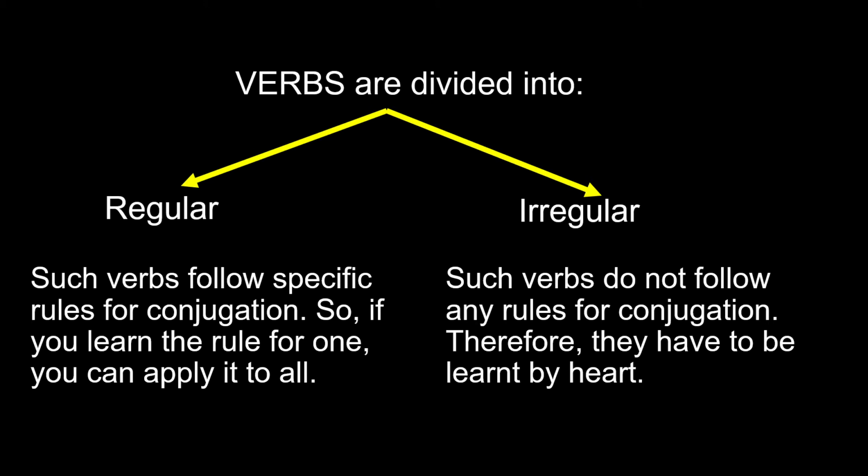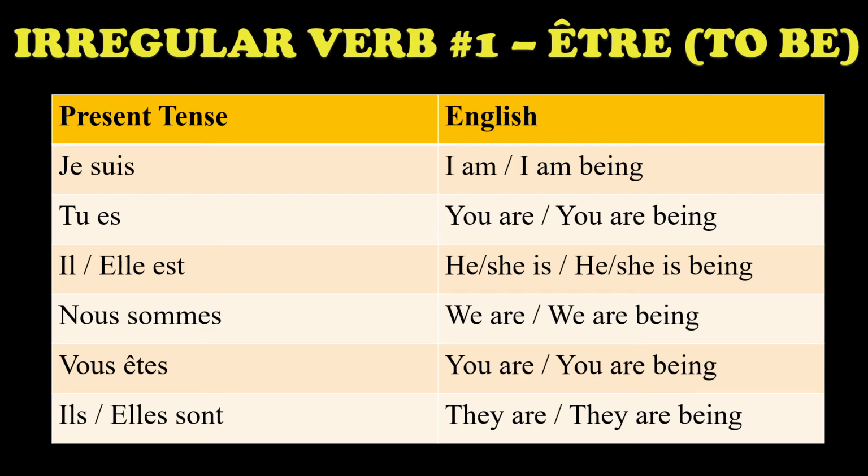Now, when I say the present tense, please note that we are talking about the simple present tense as well as the present continuous tense. There is no separate present continuous tense. It is the same as the simple present tense in French. So please don't make the mistake of thinking there are 2 present tenses. There is just one. It's called présent de l'indicatif, which talks about the simple present as well as the present continuous. So let's begin with the first irregular verb, that is être.